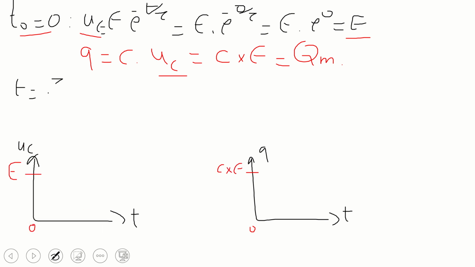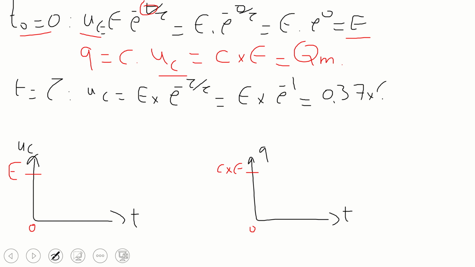At t equals tau, UC equals voltage E times exponential minus t over tau. Now the instant t is replaced by tau, so tau over tau, so it equals E times exponential minus 1. Exponential minus 1 is 0.37 times E. So after a time tau, the capacitor reaches 37% of the maximum voltage E, or the voltage decreases by 63%.